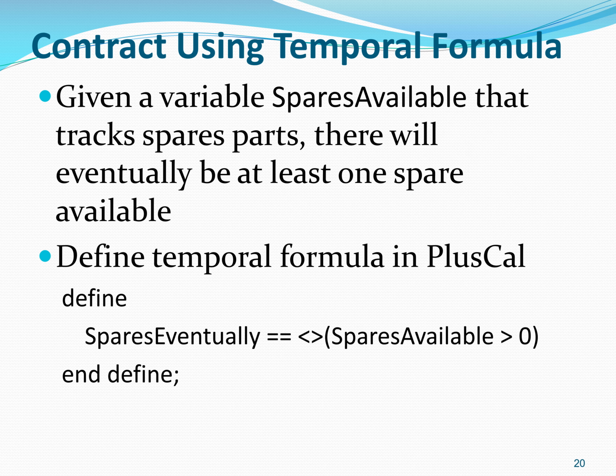I can also define contracts using temporal formulas. A similar temporal formula would be, given the variable spares available that tracks spare parts, eventually there will be at least one spare part available. We could write that as a temporal formula, also using the define structure in PlusCal, where I say spares available is defined to be eventually, that's what the diamond indicates, the variable spares available will be greater than 0.